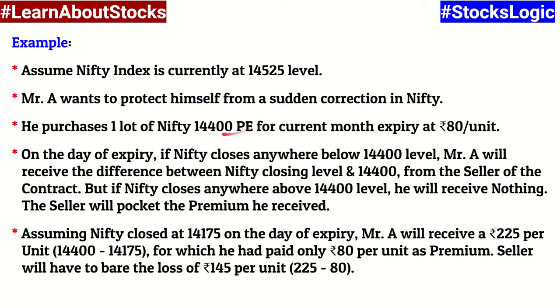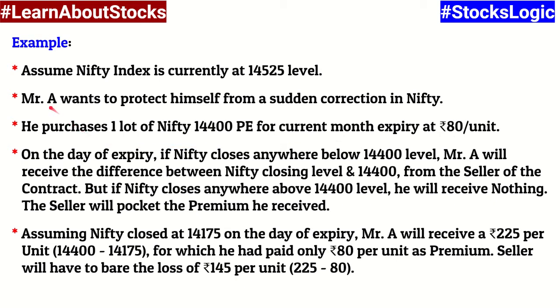14,525. So he is buying a put option for the 14,400 strike price for the current month expiry at a price of rupees 80 per unit. This price is something that is traded on the exchange actively. So somebody has to sell this at 80 rupees for Mr.